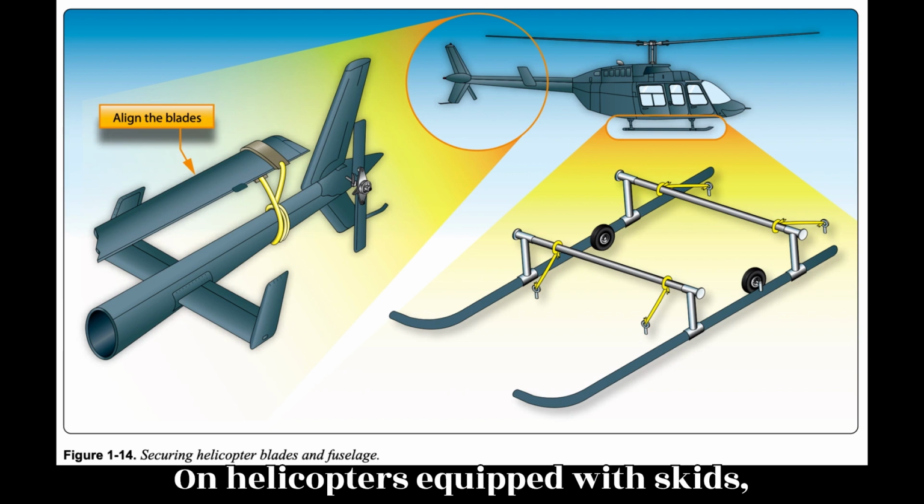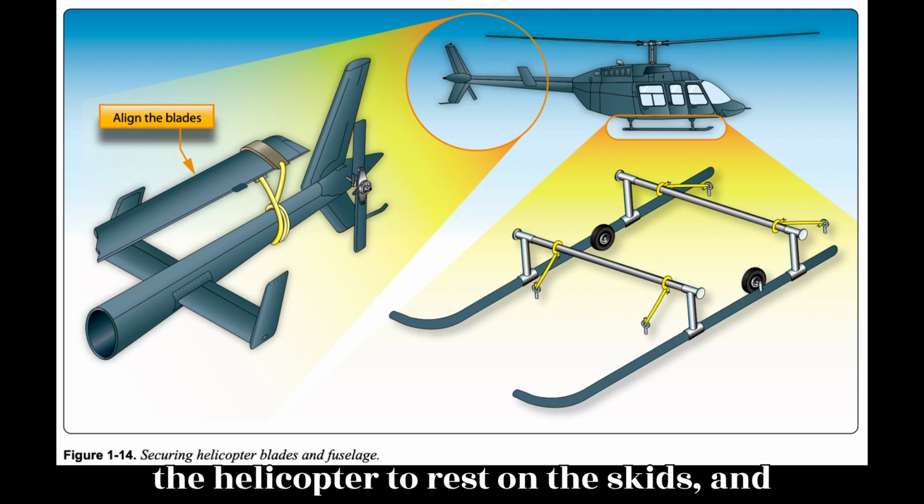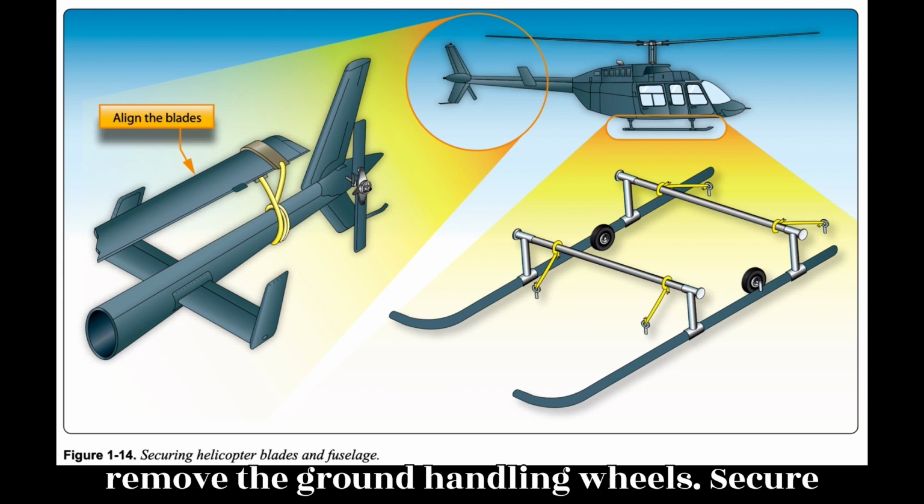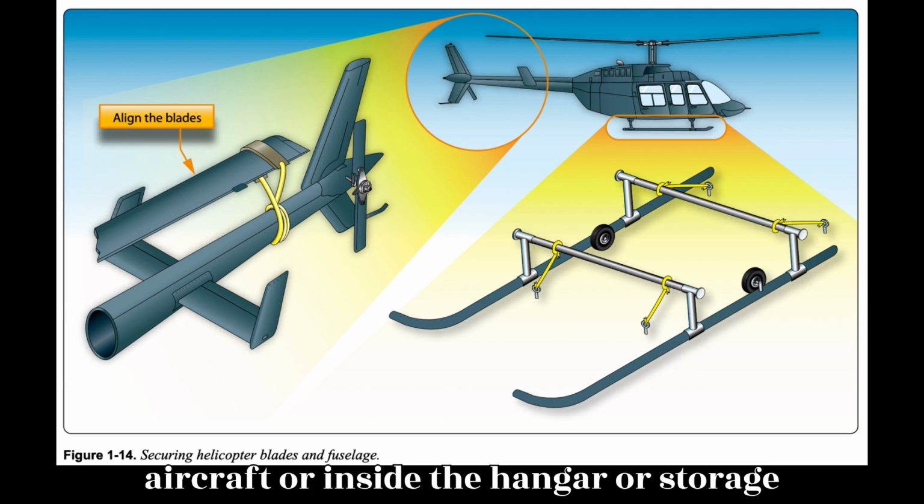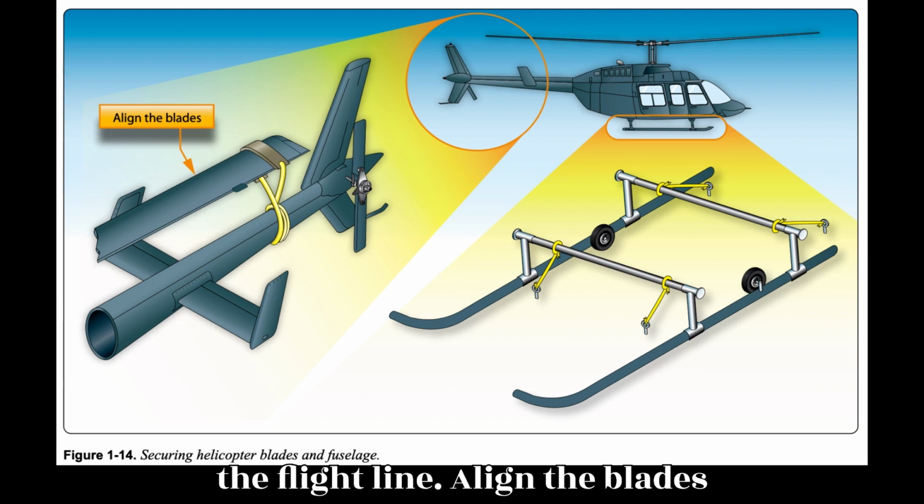On helicopters equipped with skids, retract the ground handling wheels, lower the helicopter to rest on the skids, and install wheel position lock pins or remove the ground handling wheels. Secure ground handling wheels inside the aircraft or inside the hangar or storage buildings. Do not leave them unsecured on the flight line.